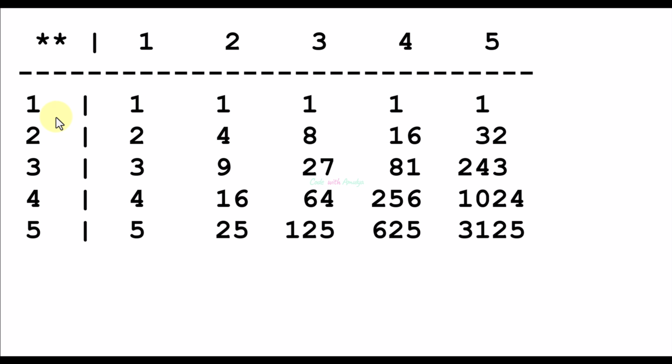And here we'll print row power column: 1 power 1, 1 power 2, 1 power 3, 1 power 4, 1 power 5. 2 power 1, 2 power 2, 2 power 3, 2 power 4, 2 power 5, like this. Okay, so this is about the output. Next, let's write the program.